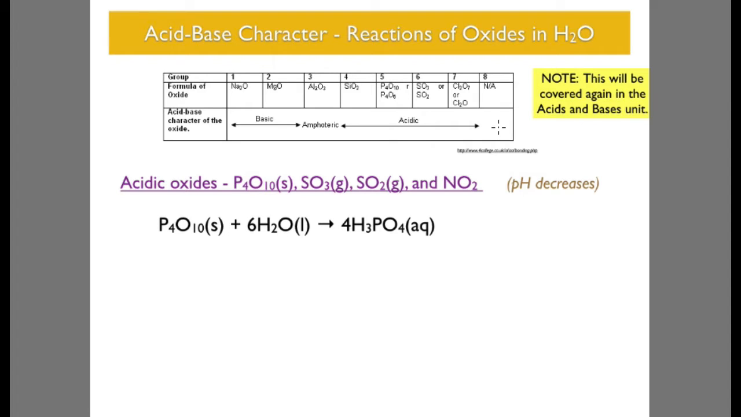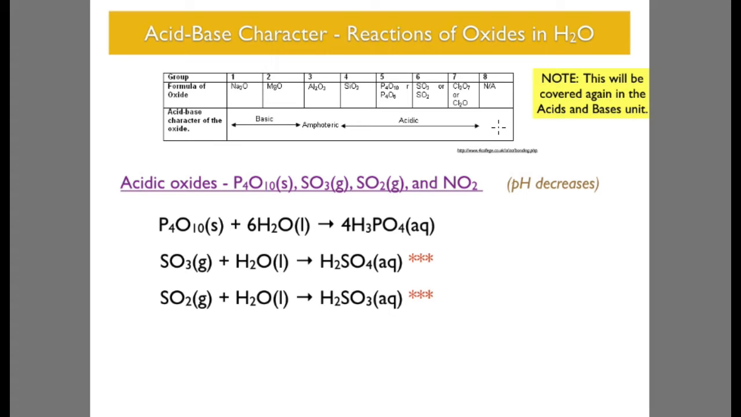So you get phosphoric acid when phosphorus oxide reacts with water. We're getting sulfuric acid forming when sulfur trioxide reacts with water. We're getting sulfurous acid when the sulfur dioxide reacts with water. We're getting nitrous acid and nitric acid when nitrogen dioxide reacts with water.